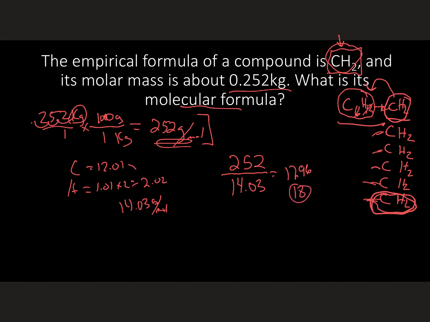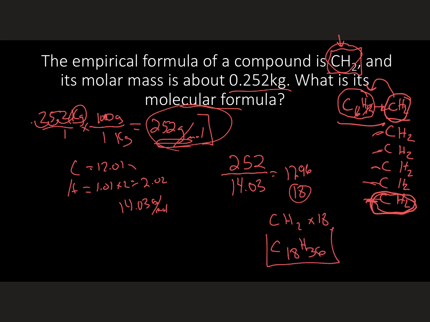So CH2 times 18. We need 18 of those to get up to the full molecular mass, right? So we'll have C18H36.